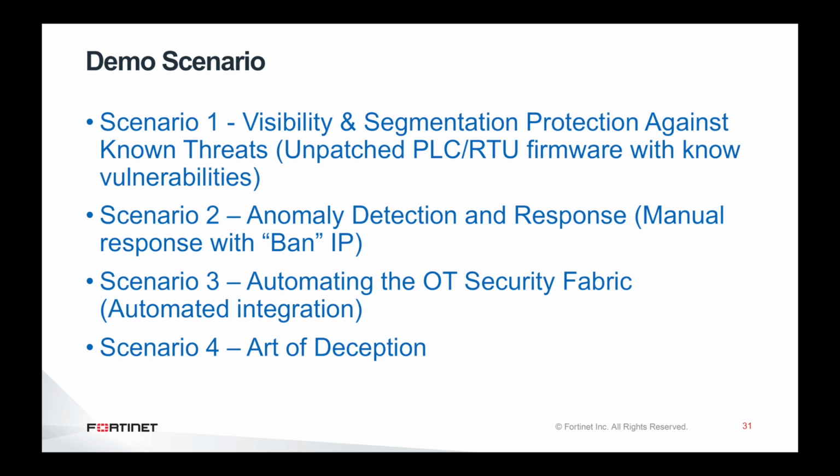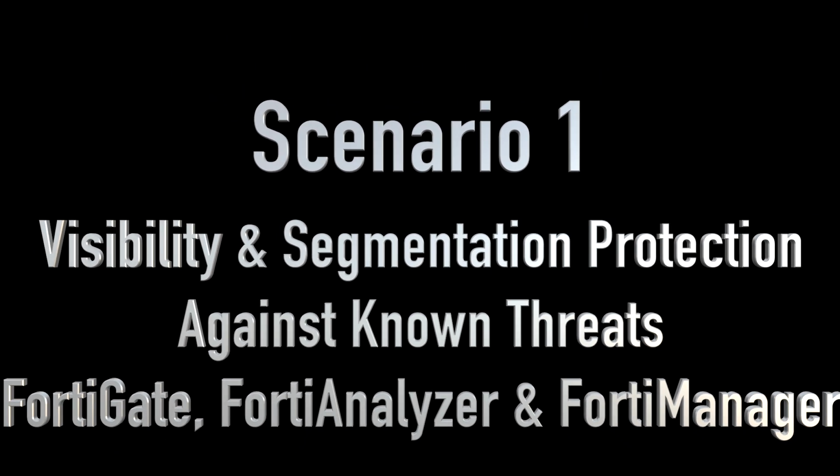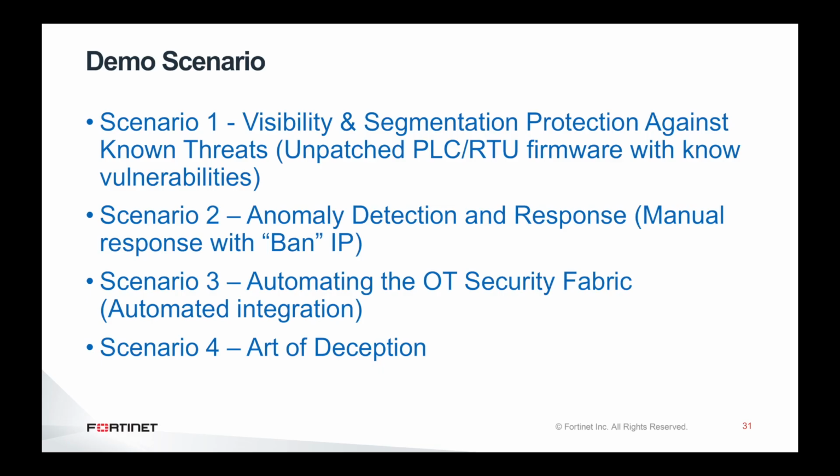In this demonstration, I would like to share with you 4 key strategies to put in place to secure critical infrastructure. These include preventive, detective, response, and deception controls. Scenario 1 is about providing visibility and segmentation to the ICS environment and protecting against known threats.